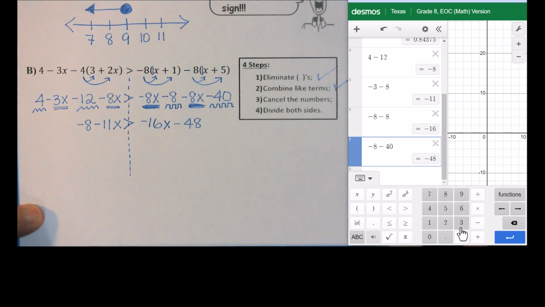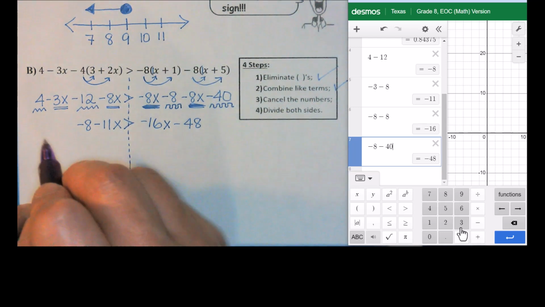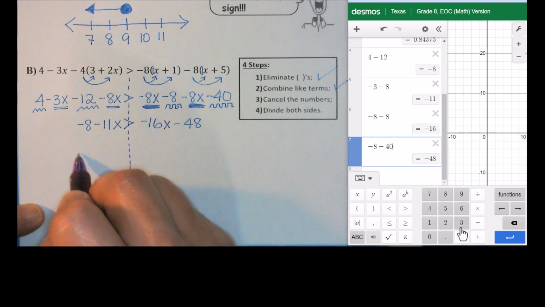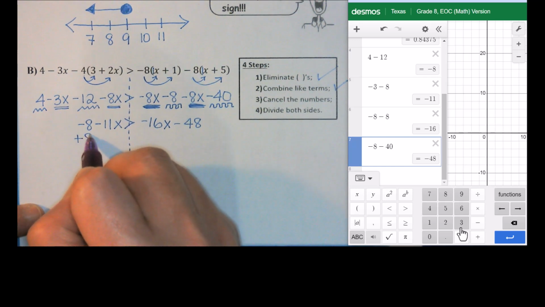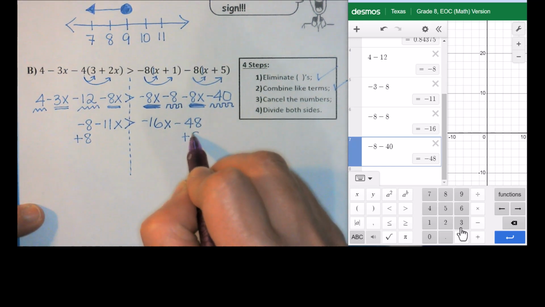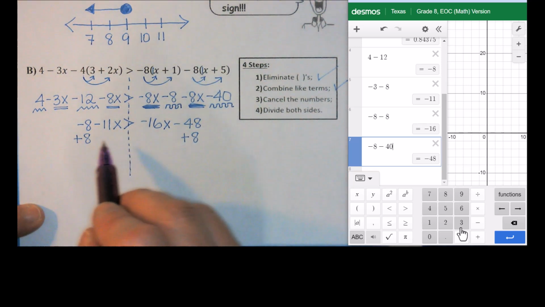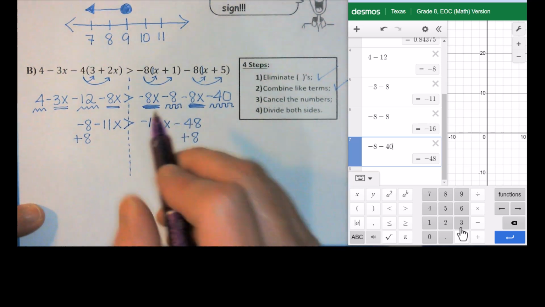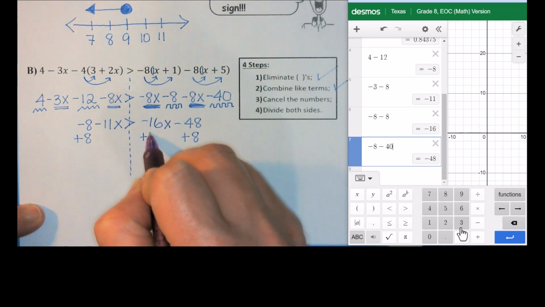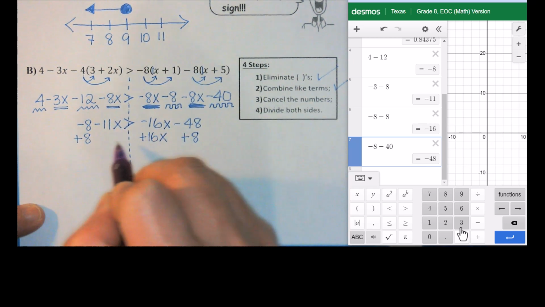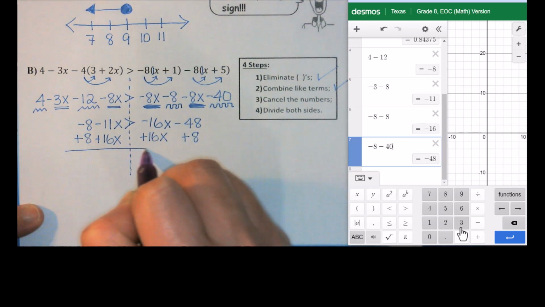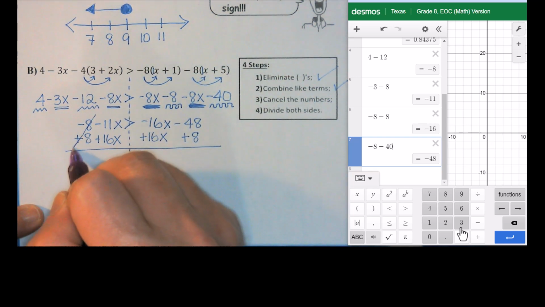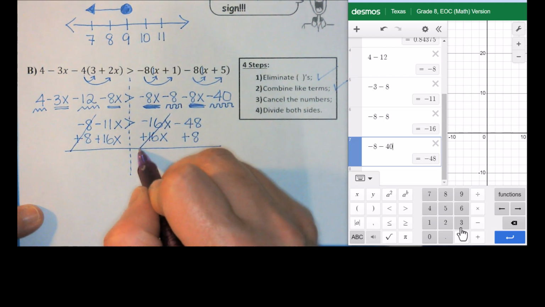Now I'm ready for the third step, which is to cancel the numbers. So remember, our goal is to have the numbers with letters on this side. So therefore, -8 is in the wrong place. So to cancel it, I'm going to add 8 to both sides. Also, when I look at this, 16 is in the wrong place. I'm going to add 16 to both sides in order to cancel the 16 there. Now I draw the line. The -8 cancels. The 16 cancels.